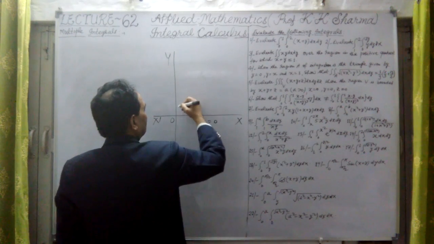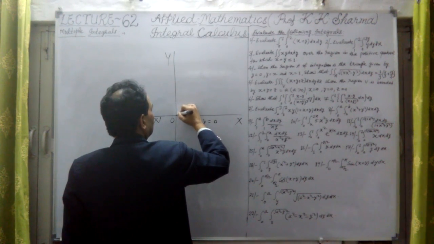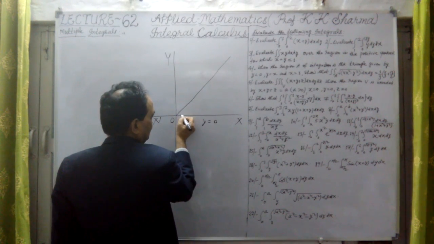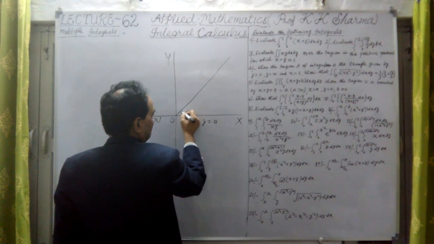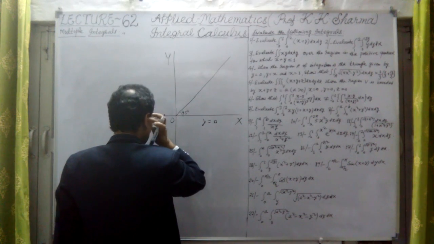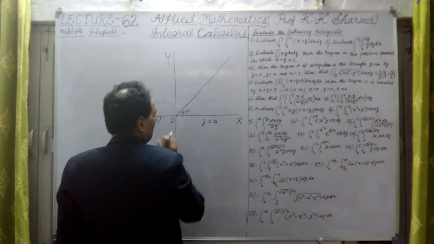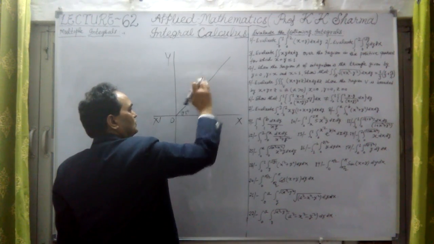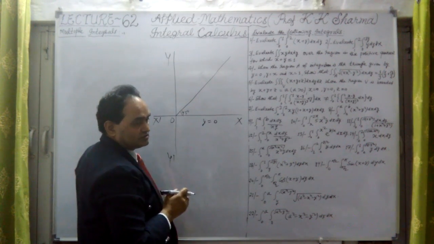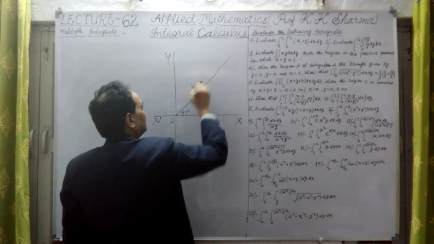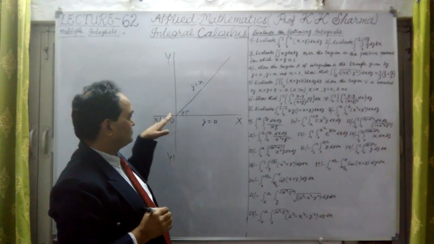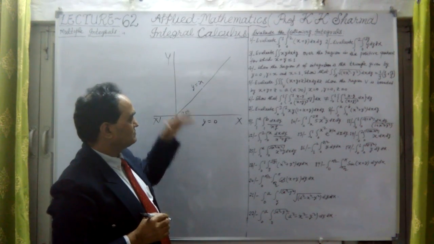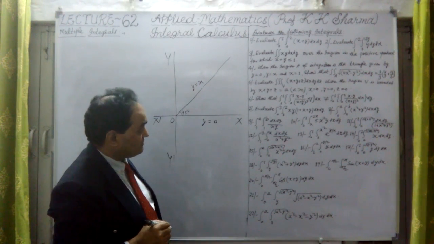Then y equal to x is a straight line passing through the origin and through the middle of the x and y axes, making a 45-degree angle, or pi by 4 angle. So at 45 degrees, going to the middle of the x and y axes, this is the y equal to x line.